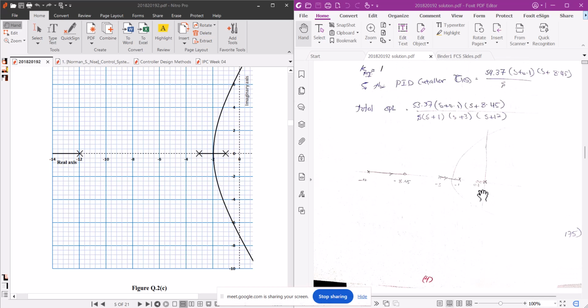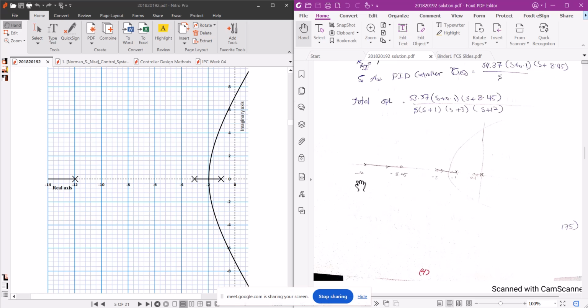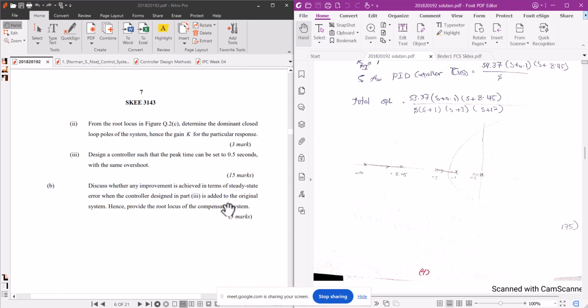So this is your new root locus. This was your previous root locus. With the controller, by adding your PI and PD controllers, or a PID controller, your root locus will become like this. This is your revised root locus with the controller, and its benefits are good peak time, 25% overshoot, and 0 steady state error. So this is the last part.